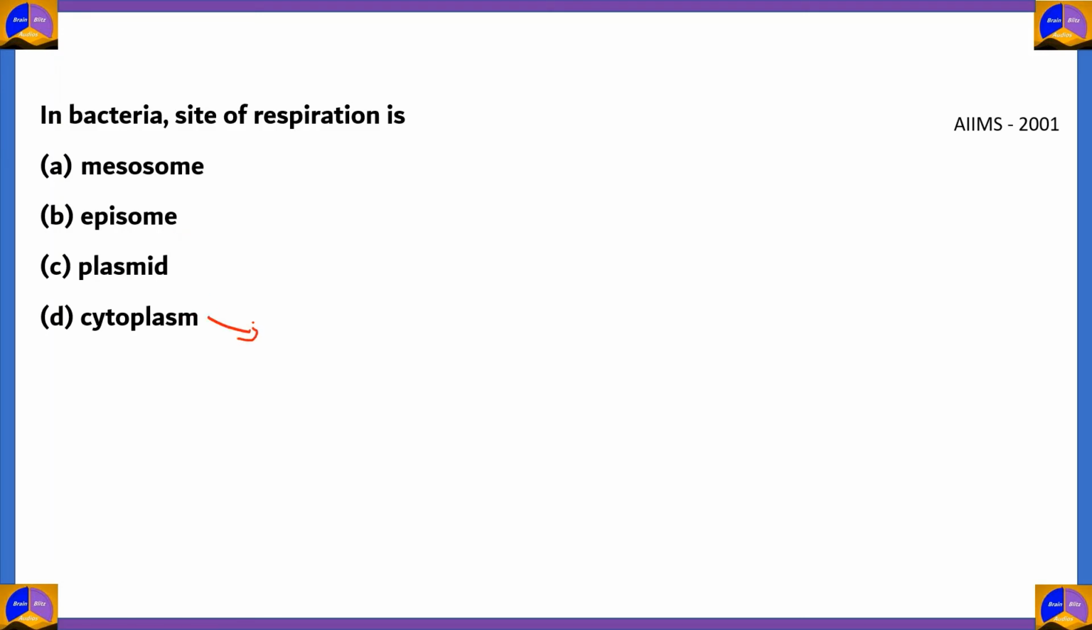Option D, cytoplasm, is the arena for metabolism. Respiration is a part of metabolism, but not a whole. So we can't say that cytoplasm is the site of respiration. It is the site for metabolism. Option D is incorrect. Option B and C, plasmid and episome, are sites for extrachromosomal DNA. So these are not present as sites for respiration. So B and C are incorrect.